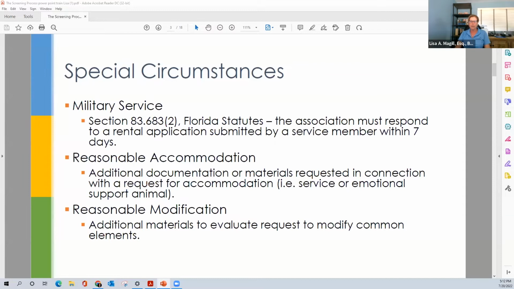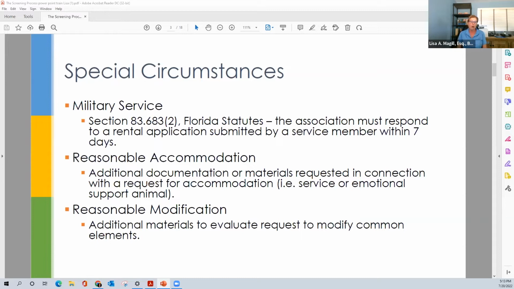And special circumstances. So what kind of special circumstances do you need to be aware of? Military service. Now, when you're dealing with somebody who's in the military, then you must respond to an application for rental approval within 7 days. There are special rules dealing with the military. But what about if the prospective owner or the prospective tenant wants a reasonable accommodation? Meaning, an emotional support animal or some other type of accommodation, a parking space because they have a handicap disabled placard, or they need an accessible route to get back and forth to their parking space.